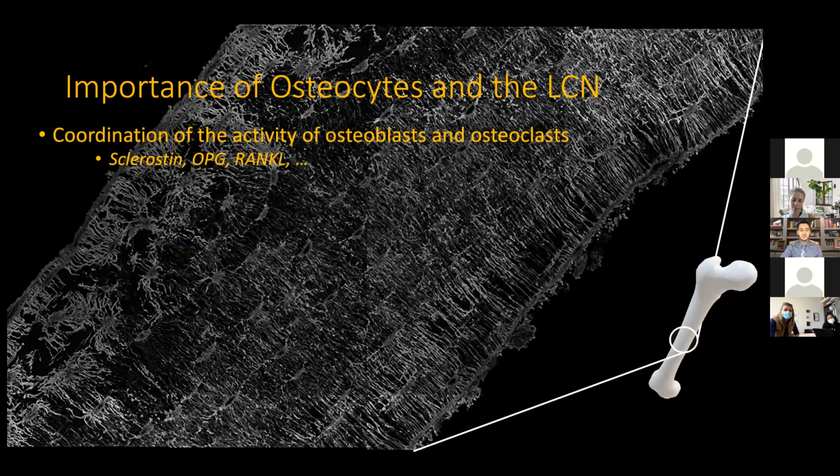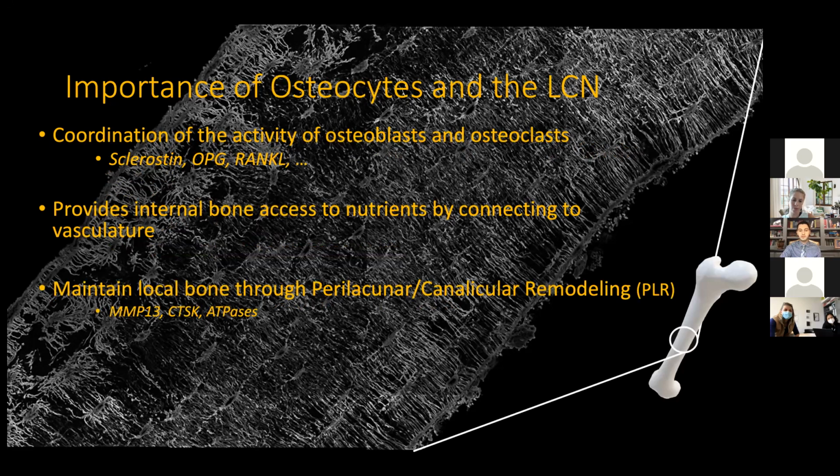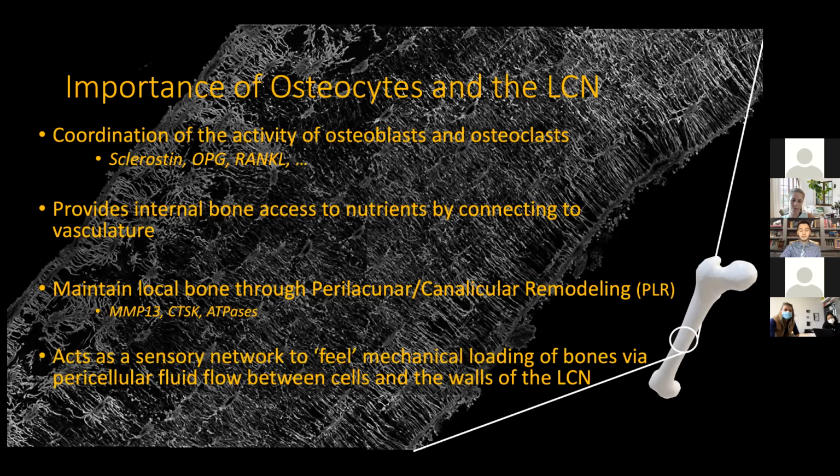Functions of the osteocytes include the coordination of the activity of osteoblasts and osteoclasts through secreted factors such as sclerostin, OPG, and RANK ligand. They provide internal access to bone nutrients by connecting to the vasculature because the internal compartments of bone are avascular. Osteocytes maintain local bone strength through a process known as perilacunar canalicular remodeling, or PLR, through which a series of secreted factors remodel their local surroundings. And osteocytes also act as a sensory network to feel the mechanical loading of bones via the motion of pericellular fluid flow between the cell surface and the mineralized walls of the LCN themselves.